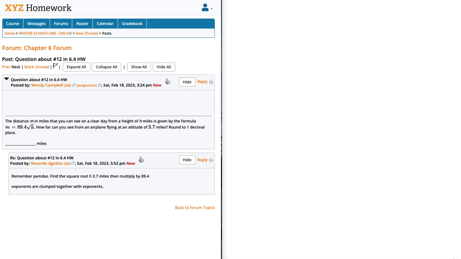Yep, I totally agree. It's a PEMDAS thing. Let me just write it out over here. So we have M equals 89.4 root H. And they are giving us how far you can see from an altitude or a height of 3.7 miles. So 3.7 is the H, so that's going under the radical.